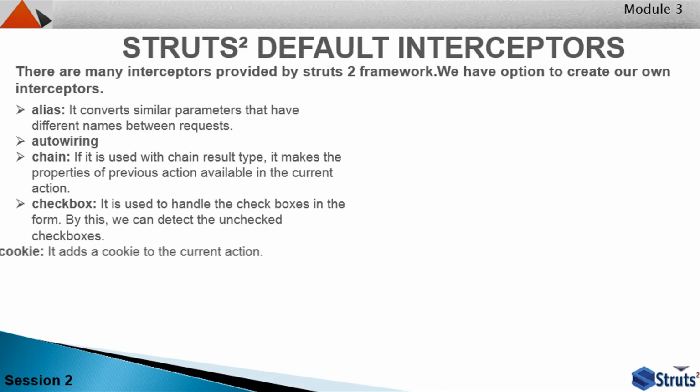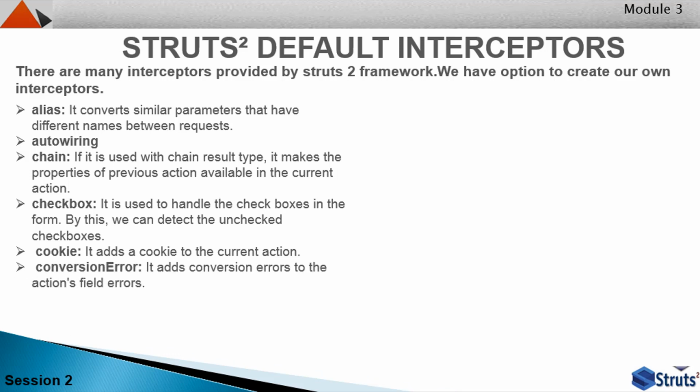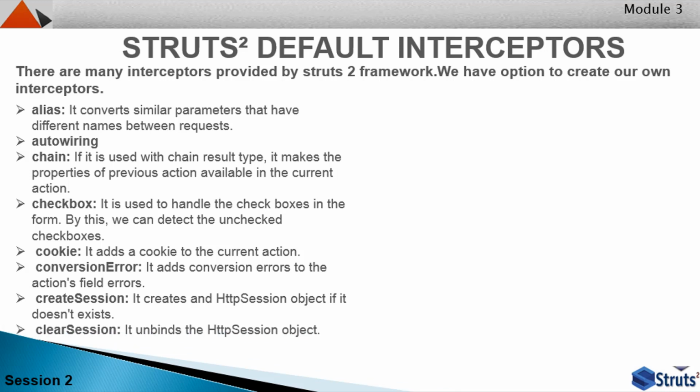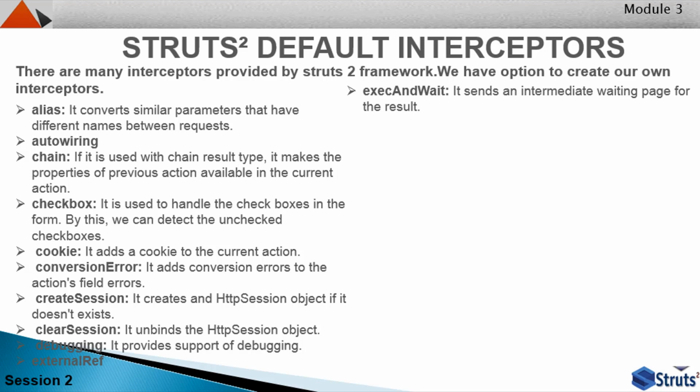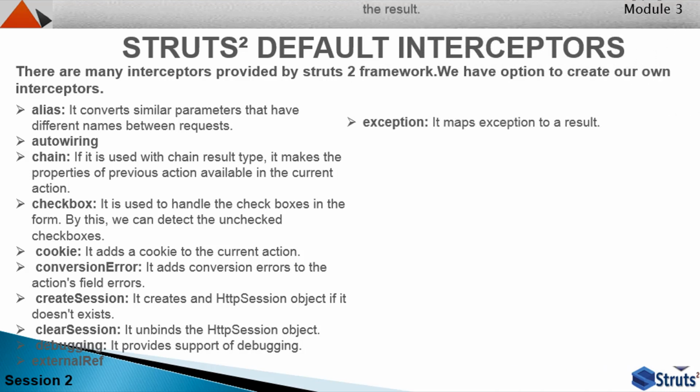Cookie: it adds a cookie to the current action. Conversion error: it adds conversion errors to the action's field errors. Create session: it creates an HTTP session object if it doesn't exist. Clear session: it unbinds the HTTP session object. Debugging: it provides support for debugging. External ref. Exec and wait: it sends an intermediate waiting page for the result. Exception: it maps an exception to a result.